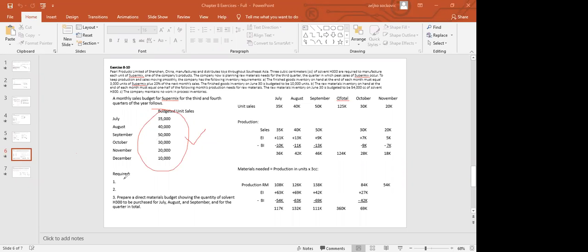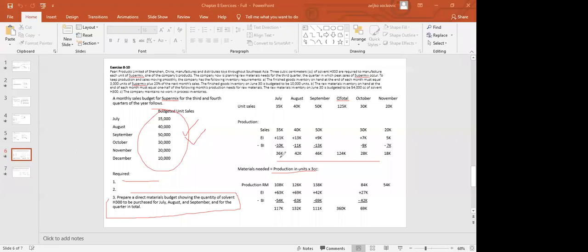But the authors help you by giving you one: what are the production units? Okay, so you answer this in terms of production units, right? So you have here production units, you see. But if you're asked straight, what are the materials to purchase for these production units, then you might be tempted to jump straight into these sales, and then the answer will be wrong, right?